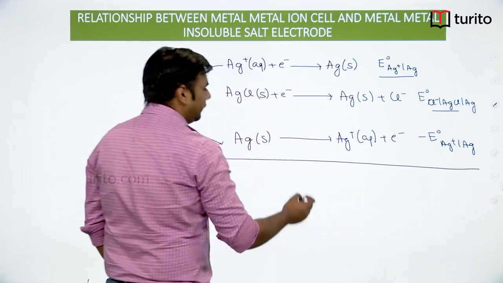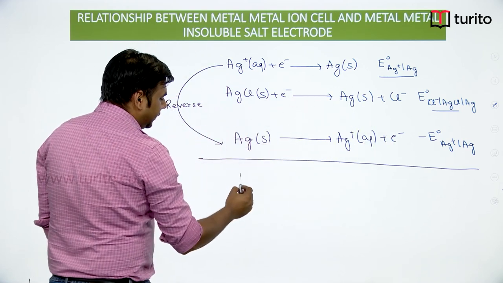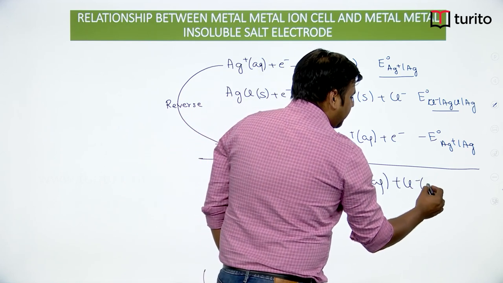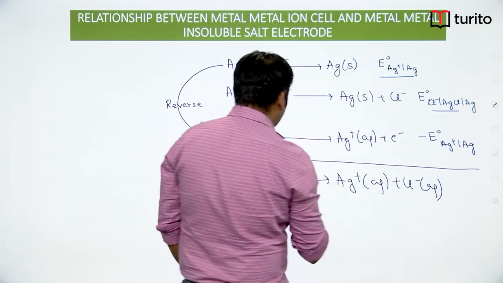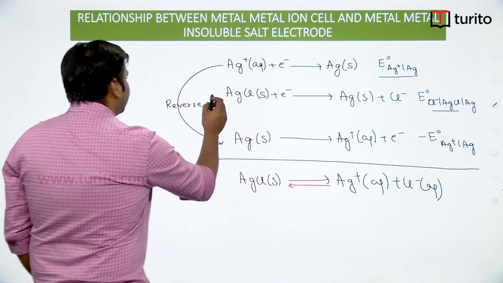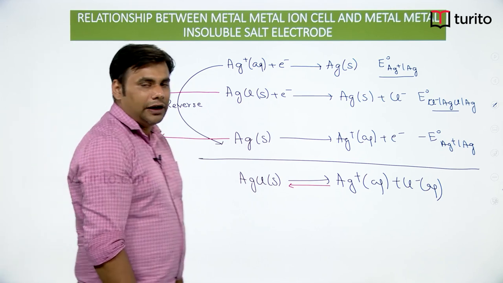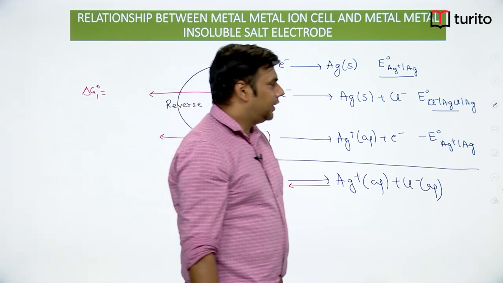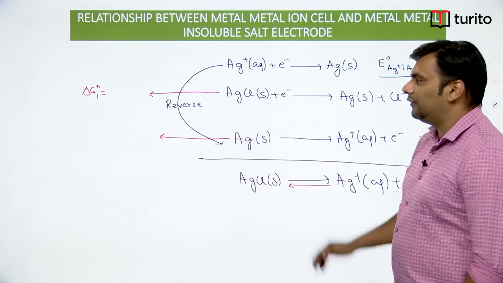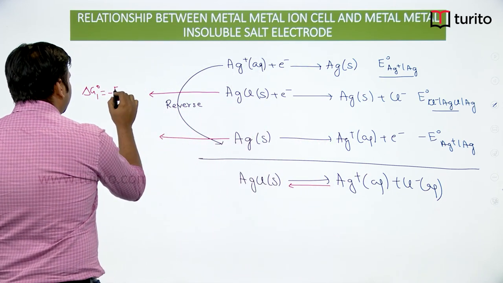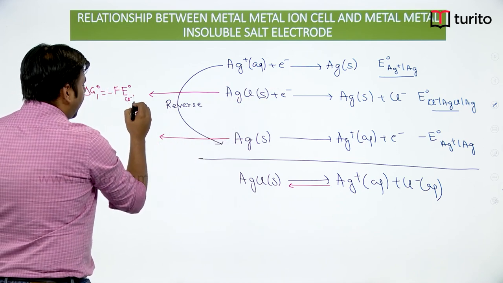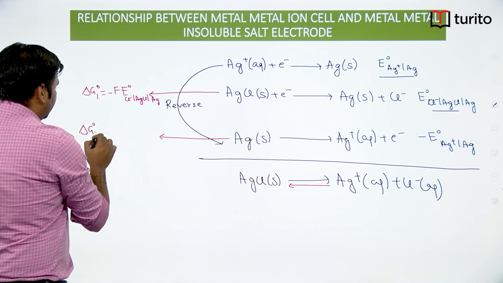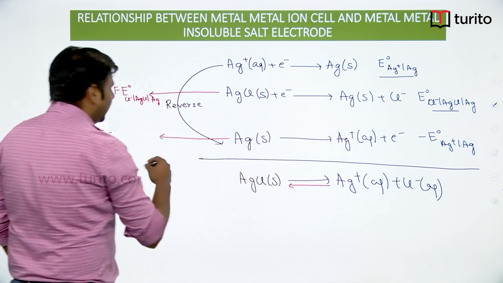Now, when we add both the reactions, we can see that these electrons will get cancelled out, silver solid will get cancelled out. So we will be left with AgCl changing into Ag plus aqueous and Cl negative aqueous. Okay, so let us say that an equilibrium is established over here. Just write the Gibbs free energy for the different electrodes and for the overall cell. The Gibbs free energy change for the first electrode, let this be delta G naught 1, would be minus n into E naught into F. Now, n in this case is 1, so we will write n as 1 into F into E naught, where E naught is E naught Cl negative AgCl Ag. Similarly, if we want to write the delta G for this reaction, delta G naught 2 would be minus n, which is 1, F into E naught.